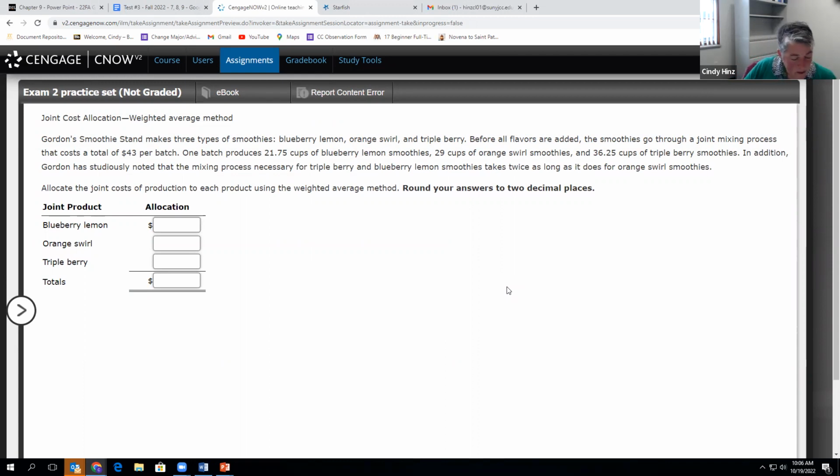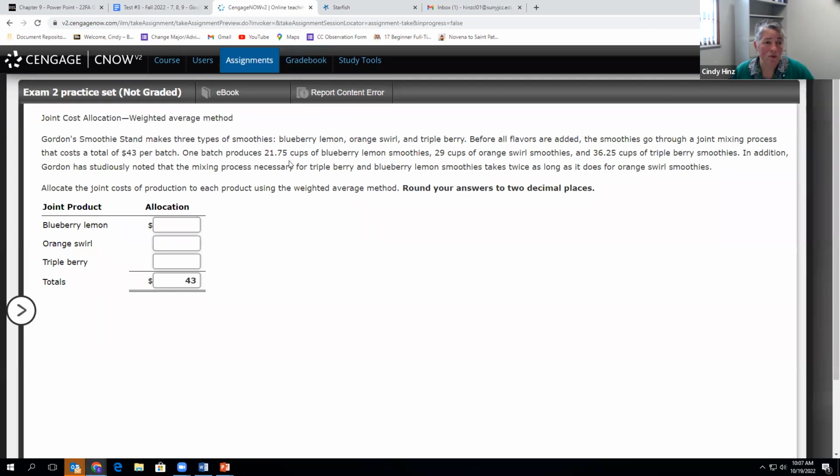The idea in the weighted average method is maybe they don't all take the same amount of work. And so ones that take more work, we want to allocate or assign more cost to them. So this exercise tells us that Gordon's smoothie stand makes 3 types of smoothies: blueberry lemon, orange swirl, and triple berry. Before all flavors are added, the smoothies go through a joint mixing process that costs a total of $43 per batch. So I'm going to enter that $43 here in the total line. And our job is going to be to split up or allocate that $43 to each of the 3 products.